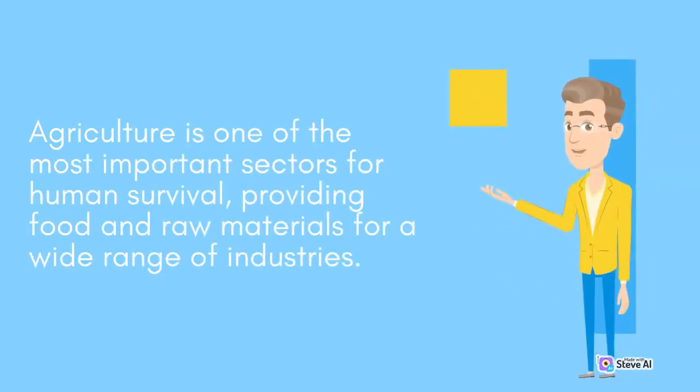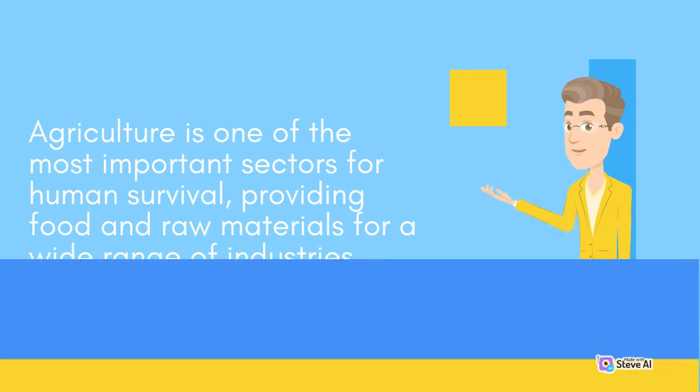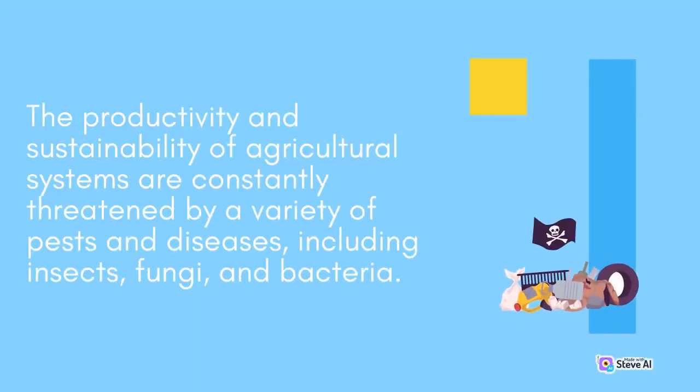Agriculture is one of the most important sectors for human survival, providing food and raw materials for a wide range of industries. The productivity and sustainability of agricultural systems are constantly threatened by a variety of pests and diseases, including insects, fungi, and bacteria.